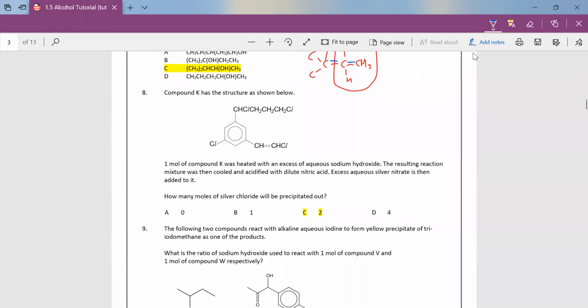Question 8: how many moles of silver chloride will be precipitated out? The only ones that can be precipitated out are this and this chloride. This chlorine is directly bonded to a double bond, so it will have partial double bond character, same as the chlorine bonded here. This is actually a concept taught in halogenoalkanes.